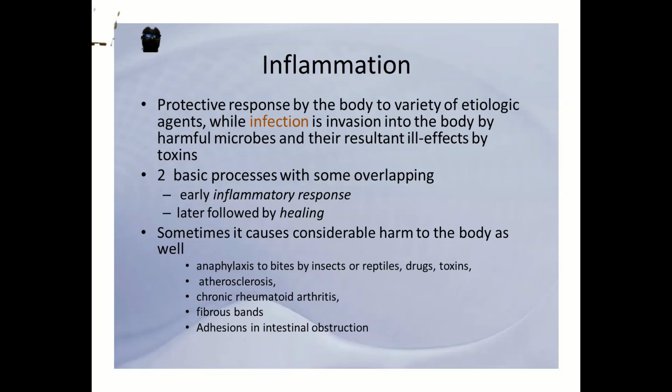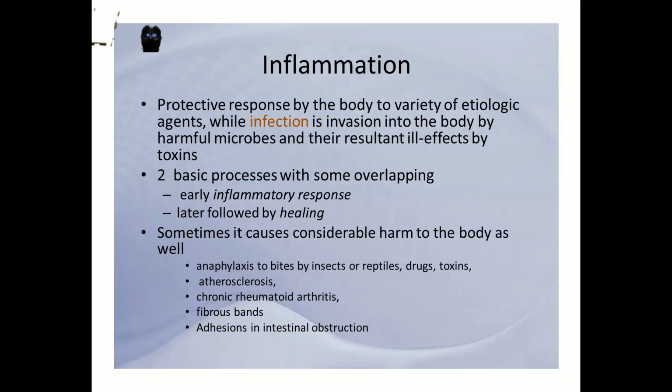So basically, the processes can overlap. When the body is responding to tissue injuries, at the same time a healing process is taking place. That is in somebody with an intact immune system. But in people whose immune system is challenged, like HIV, people with diabetes, people taking steroids, all those with a problem with immunity, this does not go like that. So sometimes it causes considerable harm to the body as well.